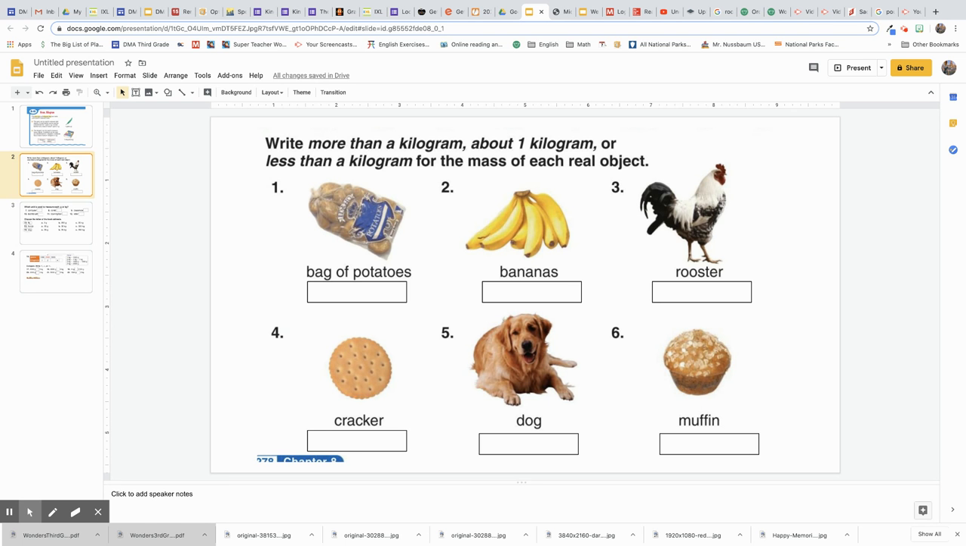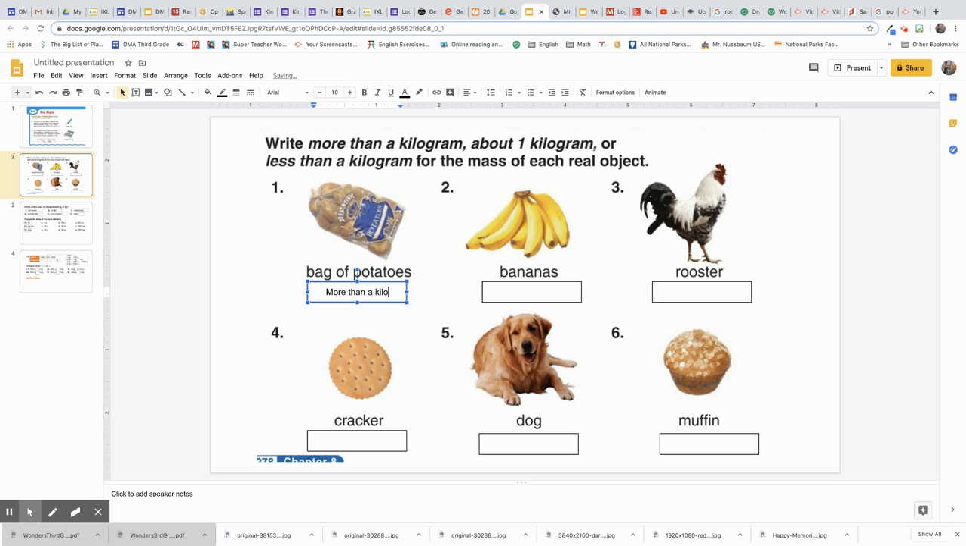Think about it. Do they weigh more than a kilogram, about a kilogram, or less? Think of that math book or the dictionary. Does a bag of potatoes weigh more than that, about the same, or less? If you said more than a kilogram, you would be correct, because it usually does weigh quite a bit more than a dictionary or your math book.